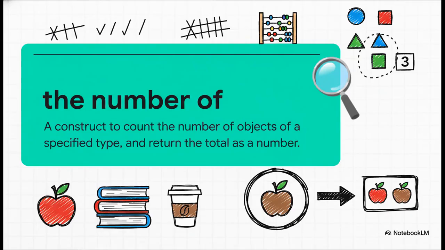Let's start with counting. The number of construct. Well, it does exactly what it sounds like. It lets you count how many things are in a list. And you can even add conditions to only count the items that match your specific criteria.